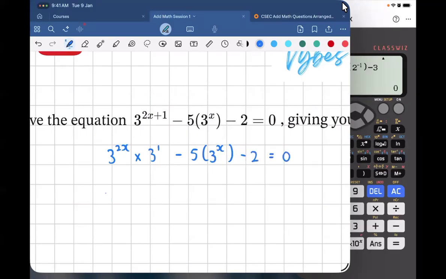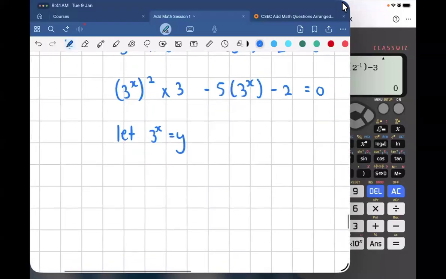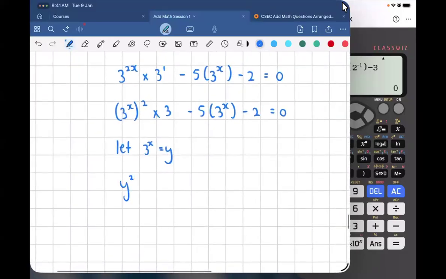Now I could write 3 to the power 2x as 3 to the power x raised to what power? 2. Right? By 3, minus 5. Do you notice something in common throughout? Yes, so 3 to the power x. Right, so we're going to say let 3 to the power x be equal to y. Now, if we say that, then you're going to end up with y squared by 3, minus 5y, minus 2 is equal to 0.